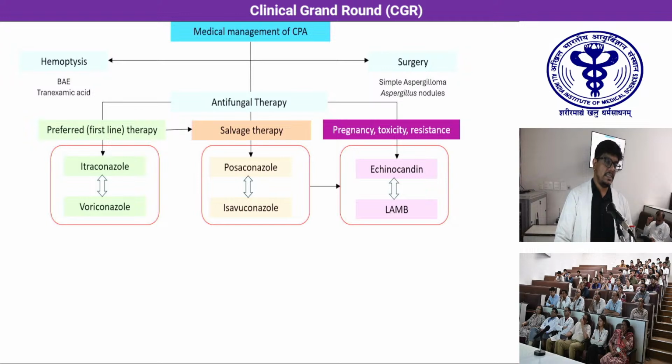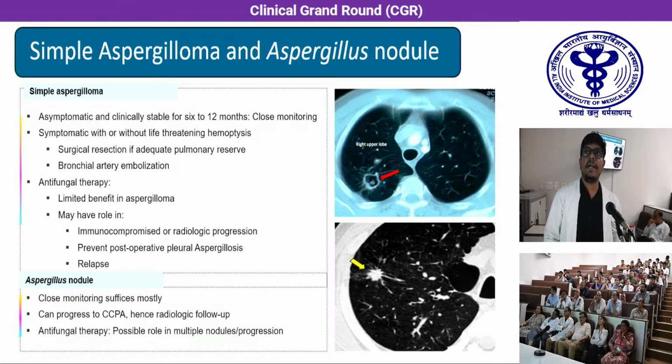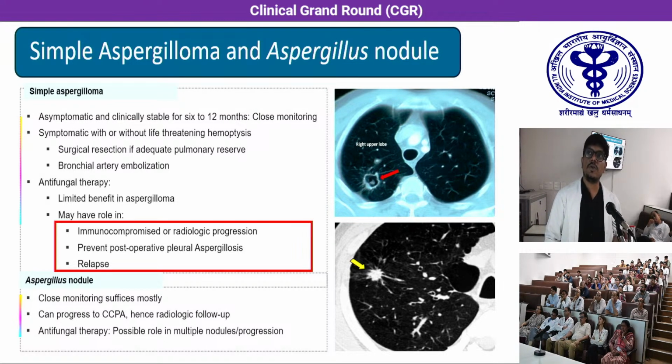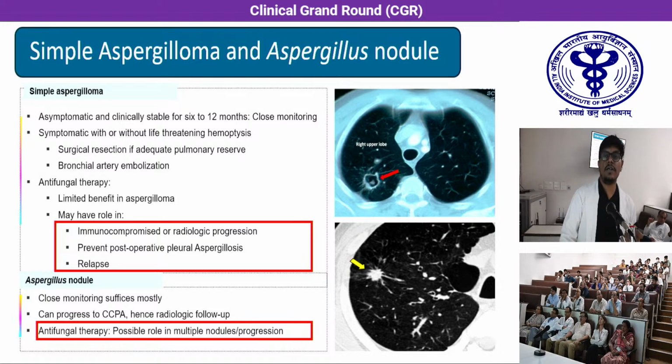So most of this discussion revolves around patients who have chronic progressive forms like CCPA or CFPA. But in patients who have, say, simple aspergilloma or aspergillus nodule, the role of antifungal therapy is more limited. All patients do not require antifungal therapy. So the role may be limited to patients who are immunocompromised or have radiological progression or might be at risk of post-operative aspergillosis. For example, if the aspergilloma is close to the pleural cavity, in patients with relapse, and in cases of aspergillus nodule, possibly in cases with multiple nodules or progressive disease.